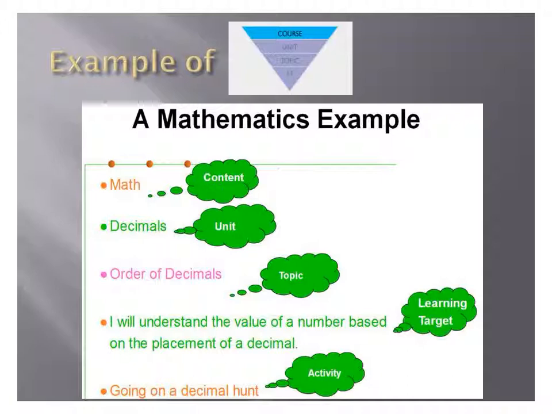So again, just to show it to you in a different format, and again, it's a mathematics example, but it gives you an idea that math is your content. Then when you start to develop out your units, you've got decimals as a unit. When you get specific within the unit, there happens to be the topic of order of the decimals. And then when we look at the learning target, it gets to be in student-friendly terms: I will understand the value of the number based on the placement of the decimal. And then you can see the specific activity that this class would be doing is going on a decimal hunt. And so hopefully that gives you another view of, when you're laying out your curriculum map, the components that play a part of that map.